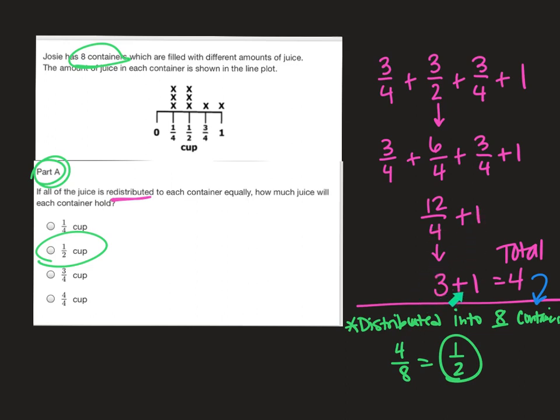Then I bring down my other whole number of 1. So that tells me that there is a total of 4 cups of juice that I've got to distribute between 8 containers. So I found the total, 4, but that wasn't what they were asking me for. They wanted to know what if they distributed it equally into 8 containers. So we had to take the 4 and divide it by the 8. And then all I could do was simplify this fraction, and it became 1/2. So 1/2 is your answer on this one.